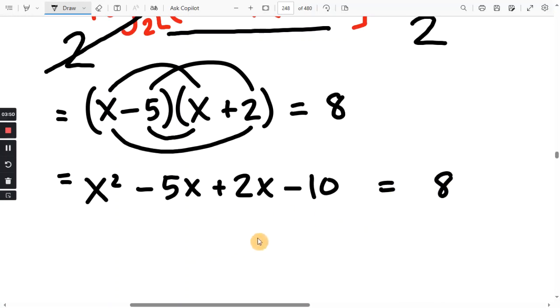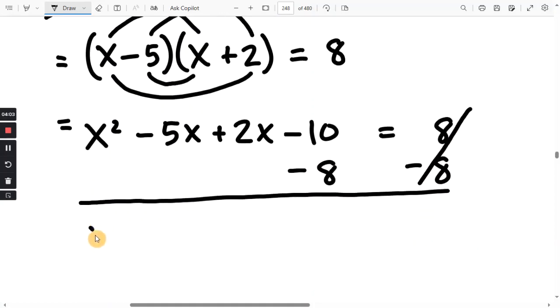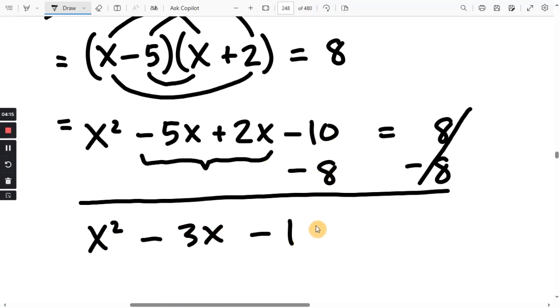This needs to be set equal to 0. The opposite of positive 8 is negative 8. 8 minus 8 is gone. Bring down your x squared. Negative 5 and positive 2 is negative 3x. Negative 10 minus 8 is negative 18, and that equals 0. Now we're in business.